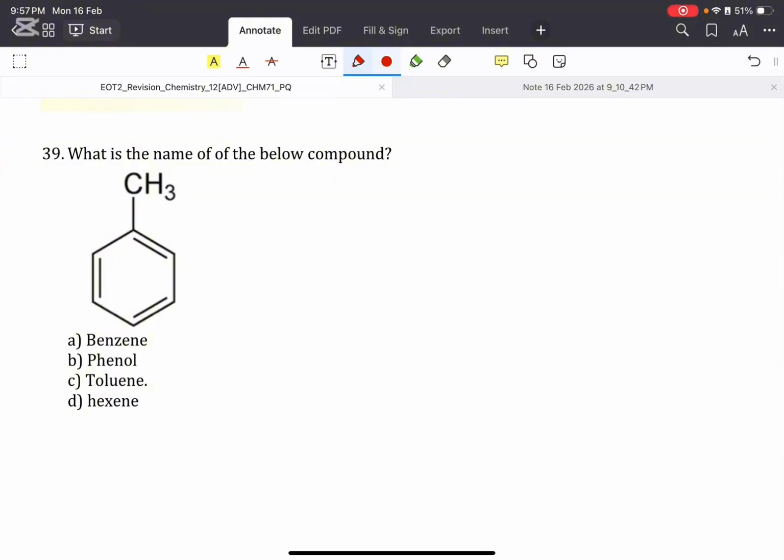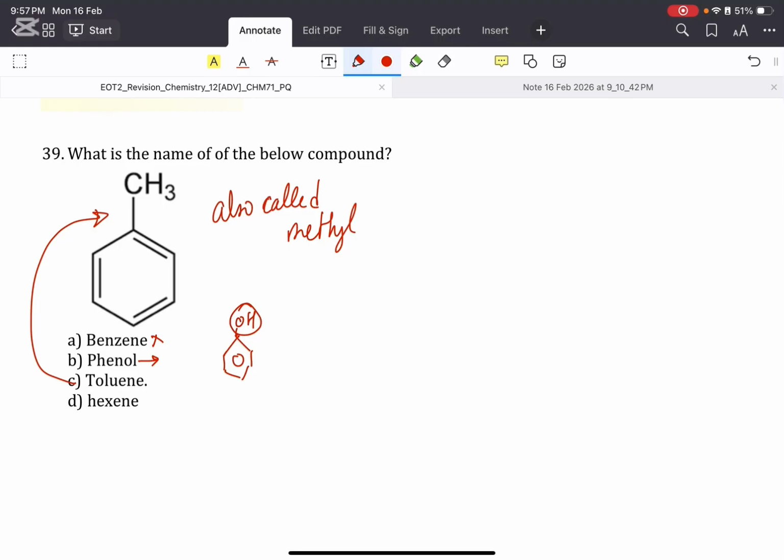Now, last question in this subtopic 3.5. Name the compound below. That is not just a benzene. That's a benzene with a methyl group. That's not a phenol, because the phenol is like this. You don't have to know it, but it is a benzene with an alcohol group, a hydroxyl group. That is toluene. Toluene is a benzene ring with one methyl group, also called methylbenzene. Hexene is just 6 carbons with a double bond.